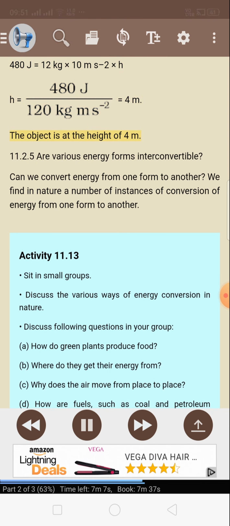Activity 11.13. Sit in small groups. Discuss the various ways of energy conversion in nature. Discuss the following questions in your group. A. How do green plants produce food? B. Where do they get their energy from? C. Why does the air move from place to place? D. How are fuels such as coal and petroleum formed? E. What kinds of energy conversion sustain the water cycle?